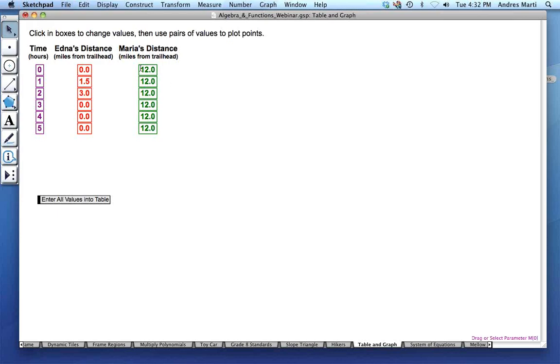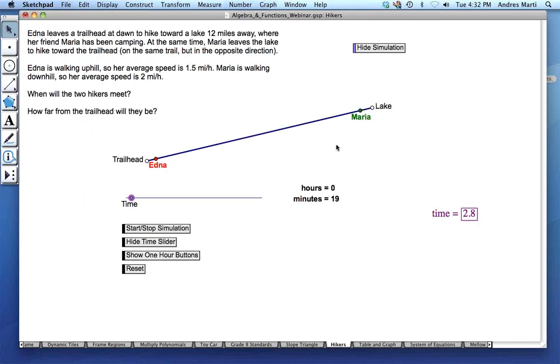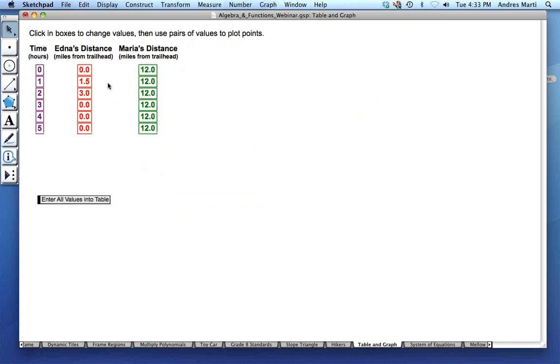And then you can even have this question: why does Maria's distance start at 12? Why do they all say 12? You get to this idea that her initial position was way up here, 12 miles away from the trailhead, since we're measuring from the trailhead. But again, having something visual to point back to is pretty powerful.